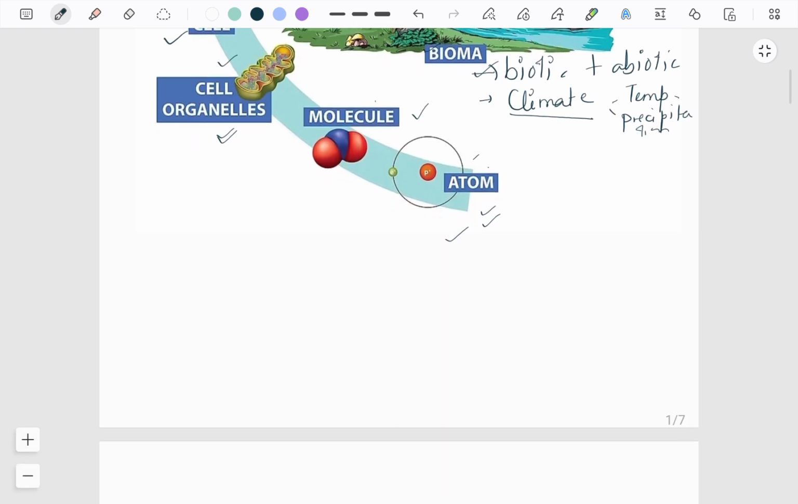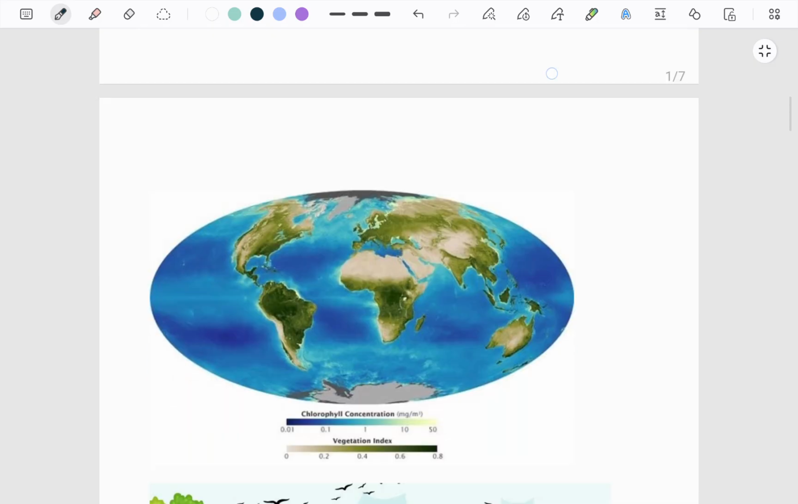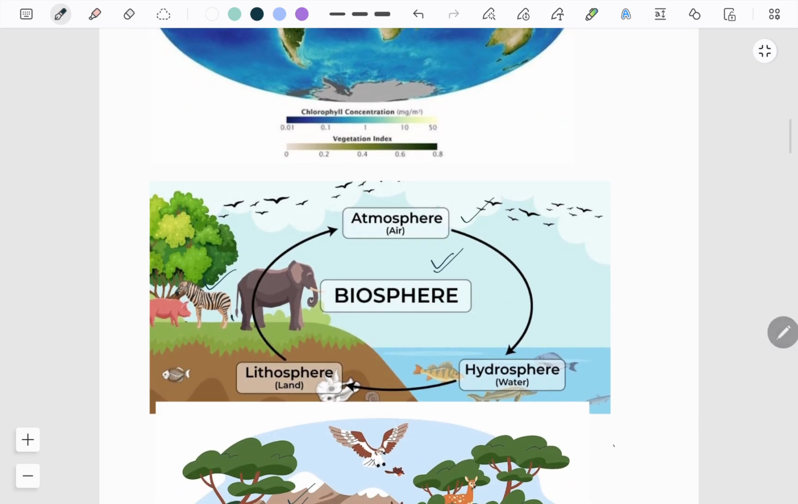the things on which the life depends, that is atmosphere, hydrosphere, lithosphere. Atmosphere is air. Without air we can't survive, we can't breathe. Hydrosphere, without water we can't live, right? Lithosphere is the rocky and soily part of earth on which plants grow, on which we live.